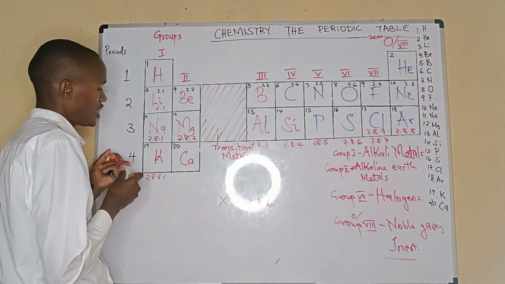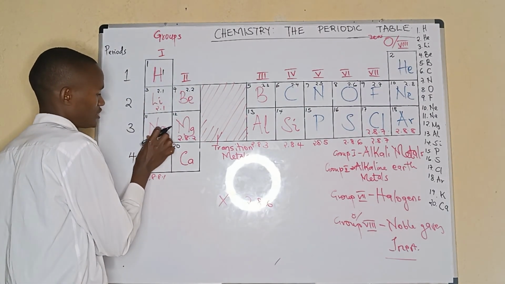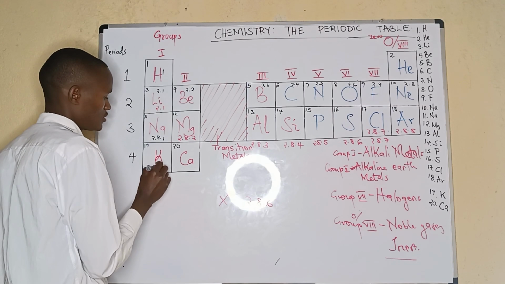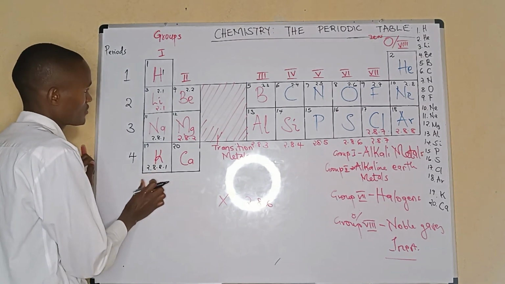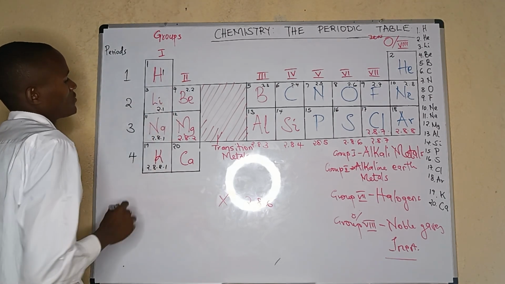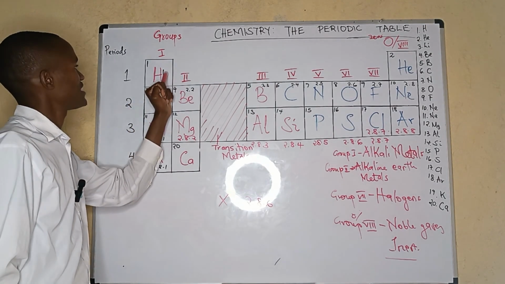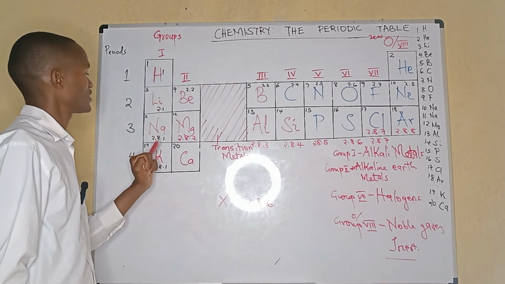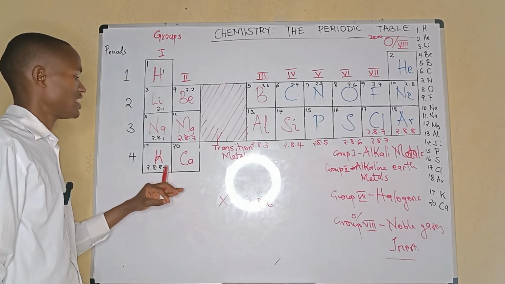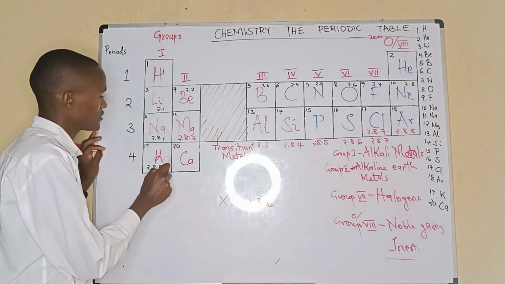Lithium 2, 1. Hydrogen 1. Sodium 2, 8, 1. Use black. 2, 8, 1. Potassium 2, 8, 8, 1. Like that. You can see that these alkali metals have a configuration of 1, a configuration of 2, 1, a configuration of 2, 8, 1, 2, 8, 8, 1. All of them have one electron in the outermost energy level.